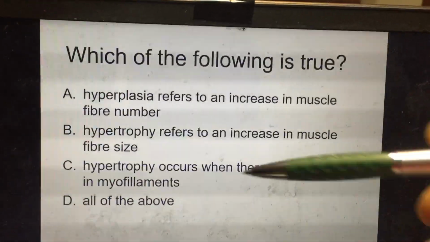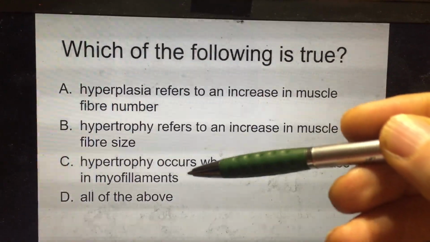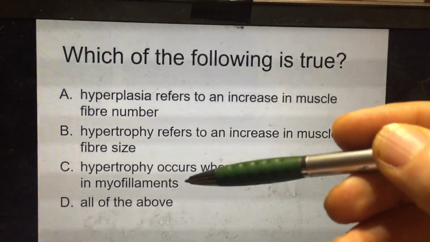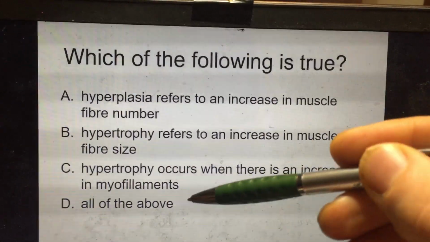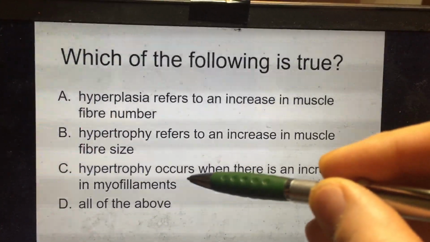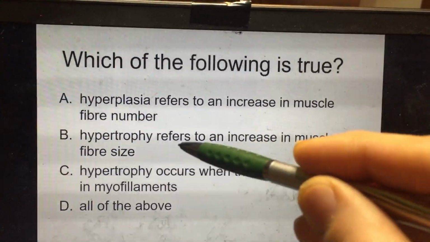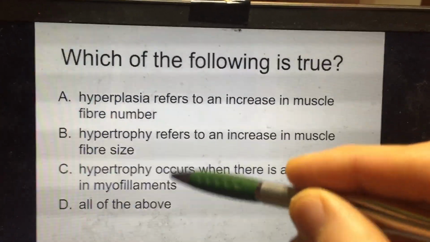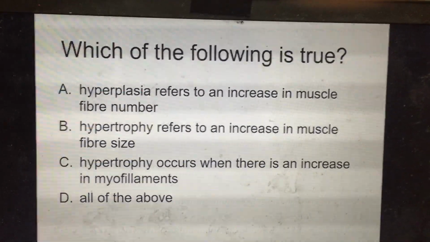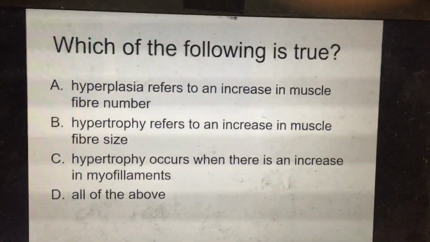So the myofilaments refer to your actin, myosin, and also associated with that is your troponin and tropomyosin. Those increase in number to cause your muscle fibers to become bigger. So you get hypertrophy of your muscle fibers because these proteins are increasing within each muscle fiber. So your correct answer here is all of the above.